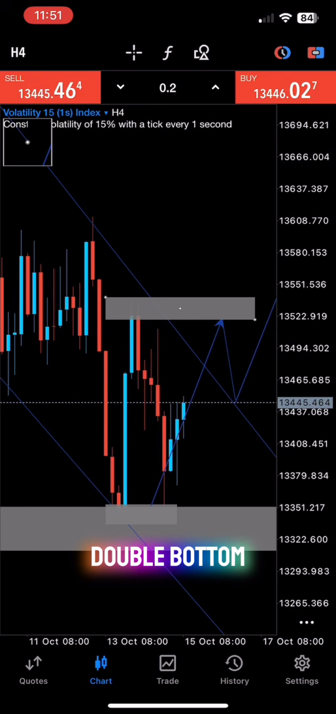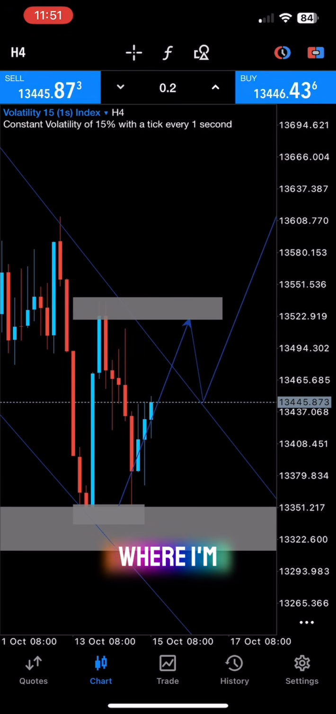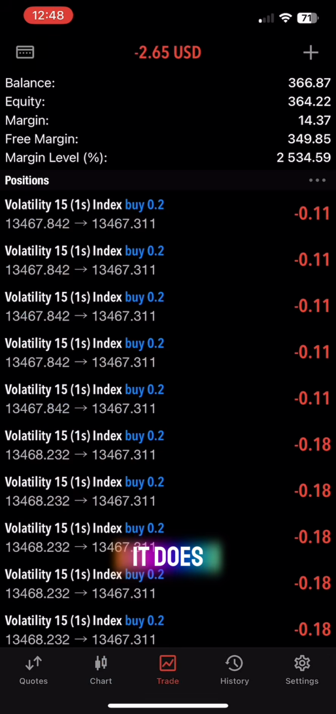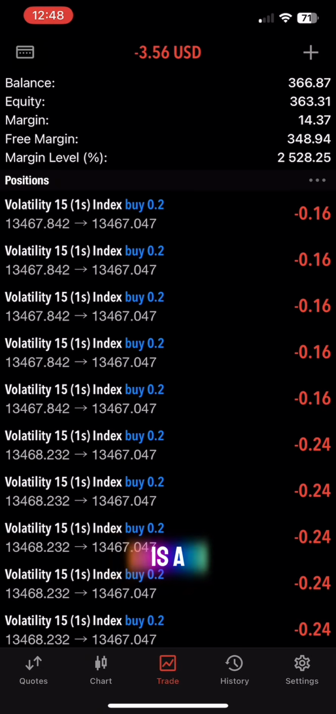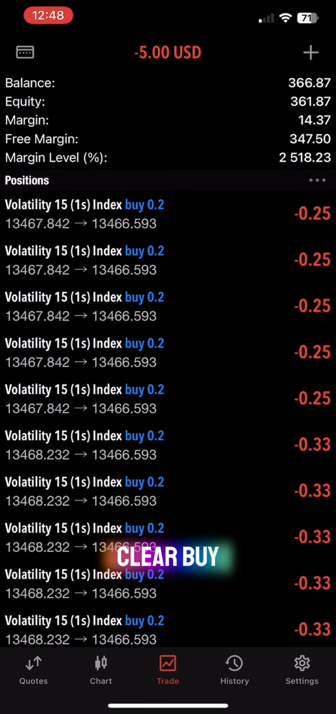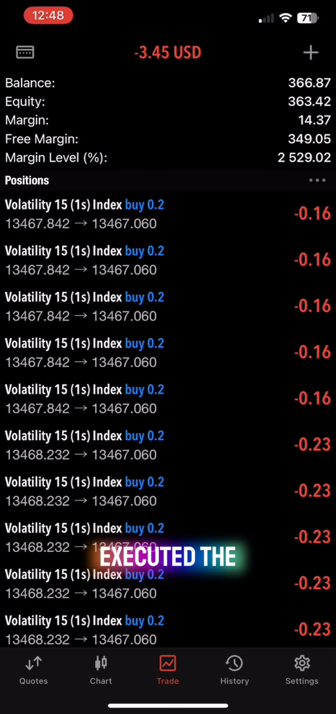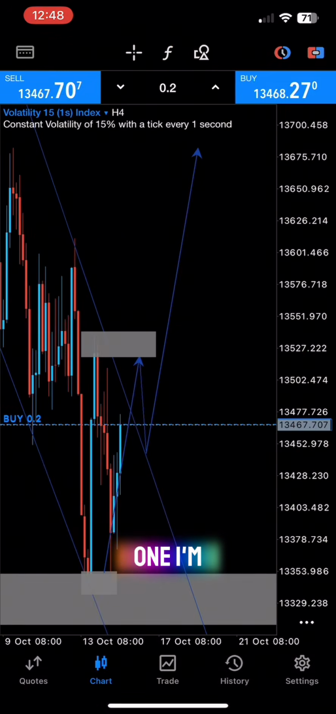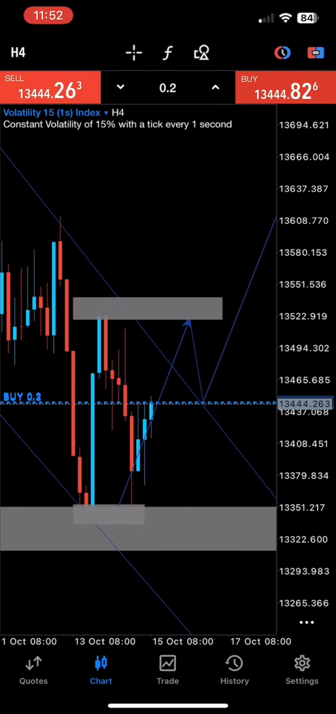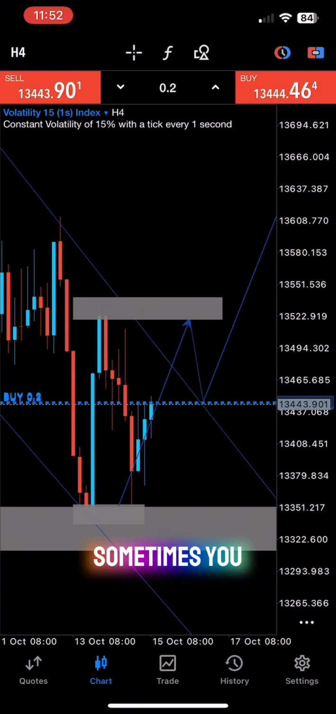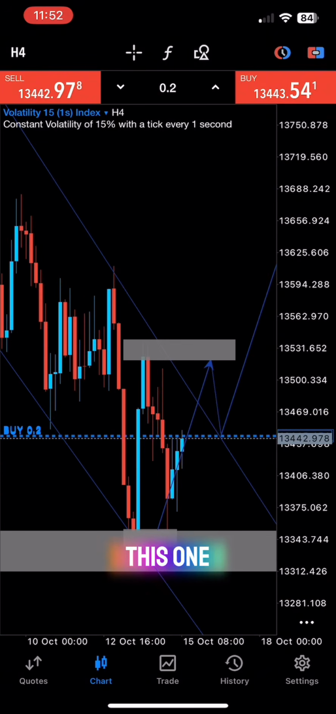So this double bottom was confirmed by that neckline where I'm putting the shadow zone. This is also going to be the point where the market is going to reach before it retraces or does a retest. So it is a clear buy. I've executed the market. If I lose this one, anyway, sometimes you lose. So this one is a clear setup.